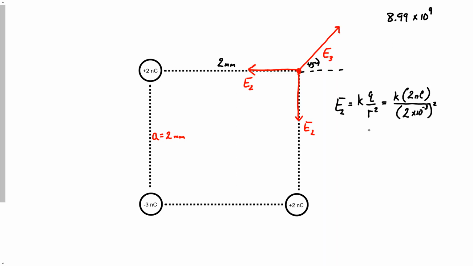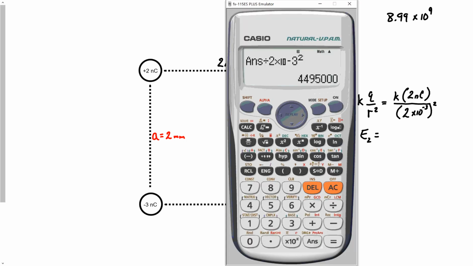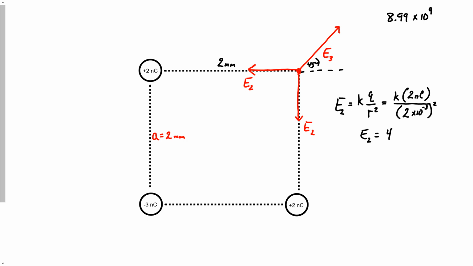So my electric field, E2, is equal to, well, it threw me off guard. That's why I double checked my math off camera there for a second. Let's see, I'm going to write 4.5. I'm going to do this in meganewtons per coulomb because I'm too lazy to write out that huge thing. So a meganewton per coulomb.